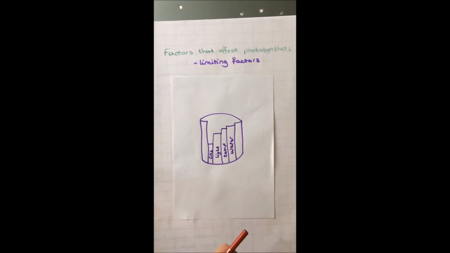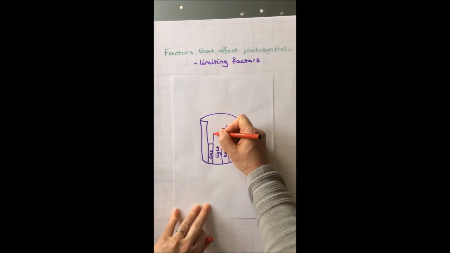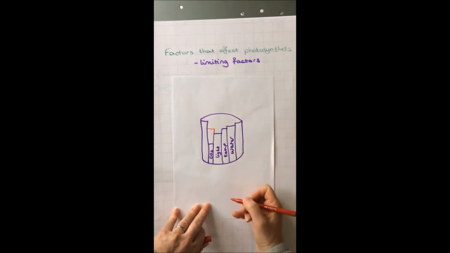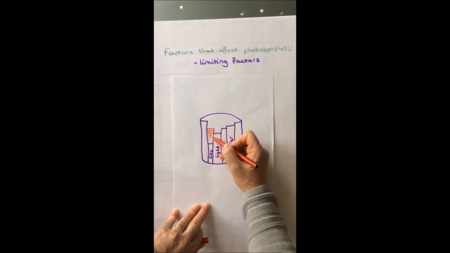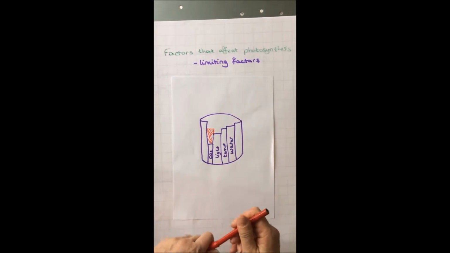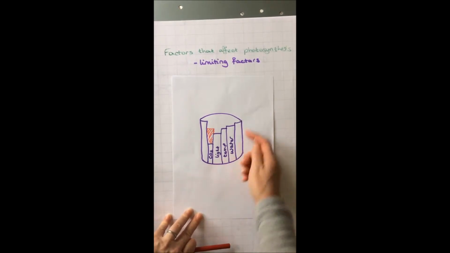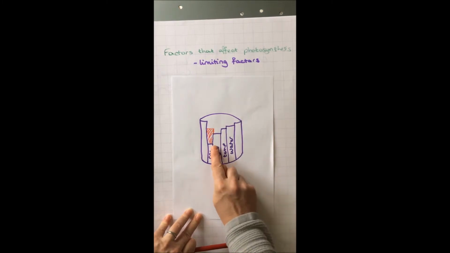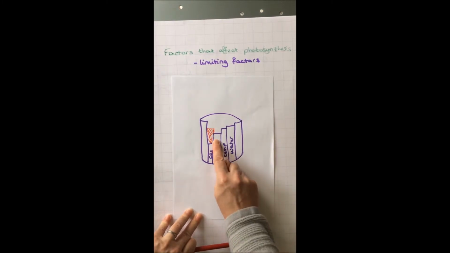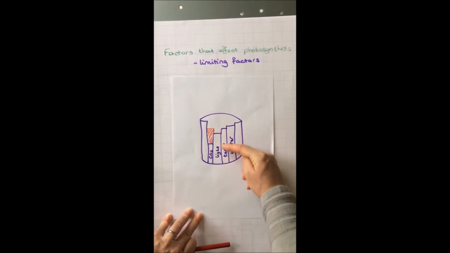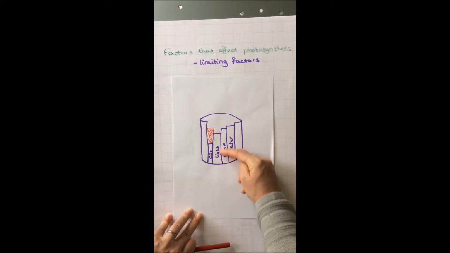If I then were in a situation where I was able to provide more carbon dioxide, so now I've added more carbon dioxide, now what's happened is light is now my limiting factor because I put water in here. Now I can raise my rate up to that point, and light is the thing now that I can't go beyond. So light is my limiting factor.